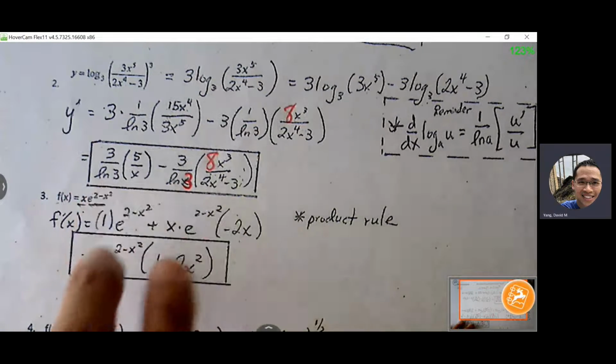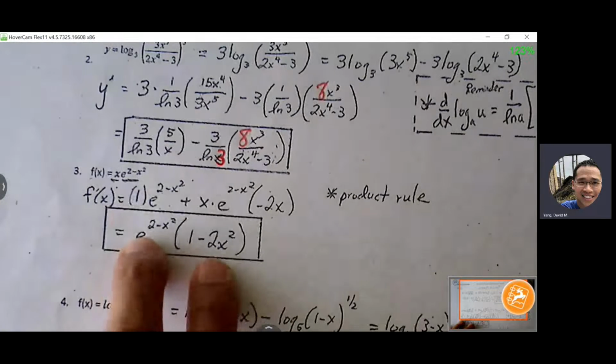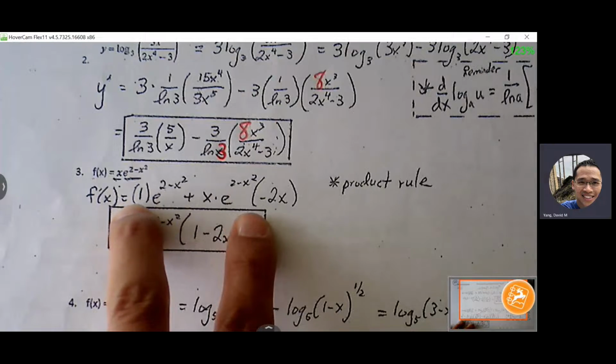You can leave your answer like this. I took out a GCF and I cleaned it up a little bit, but this is fine.